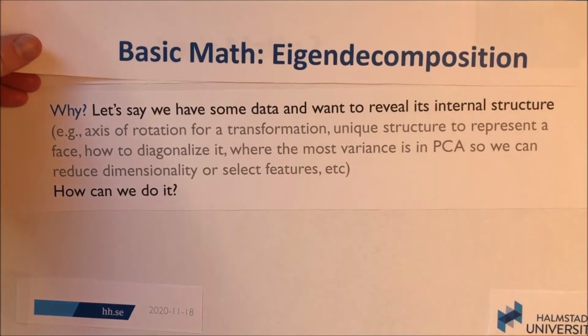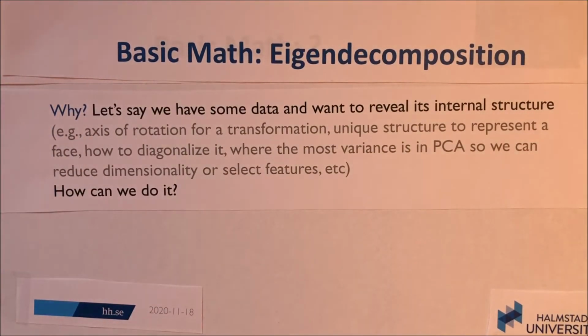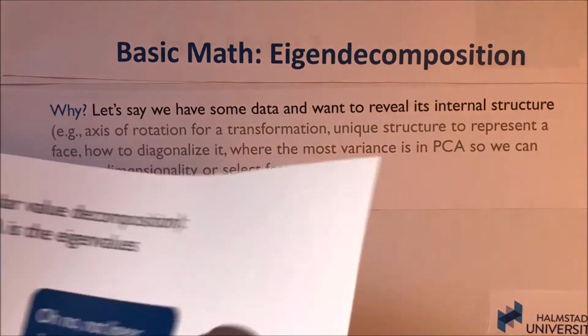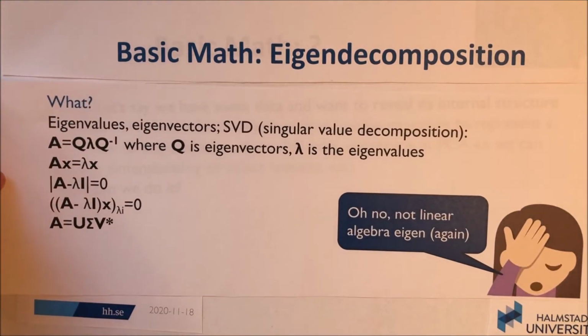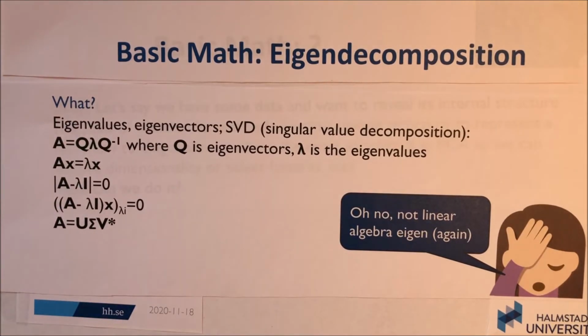Well, if our assumptions are met, we can use eigendecomposition. And what is this? Well, we can find eigenvalues and eigenvectors of a square normal matrix. If we've got a different type of matrix, we can use SVD, singular value decomposition, and we can see some of the equations that we use for finding the eigendecomposition over here.